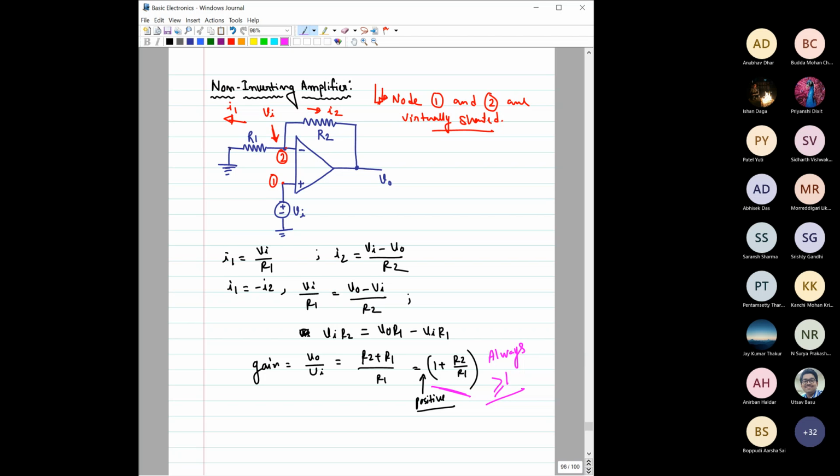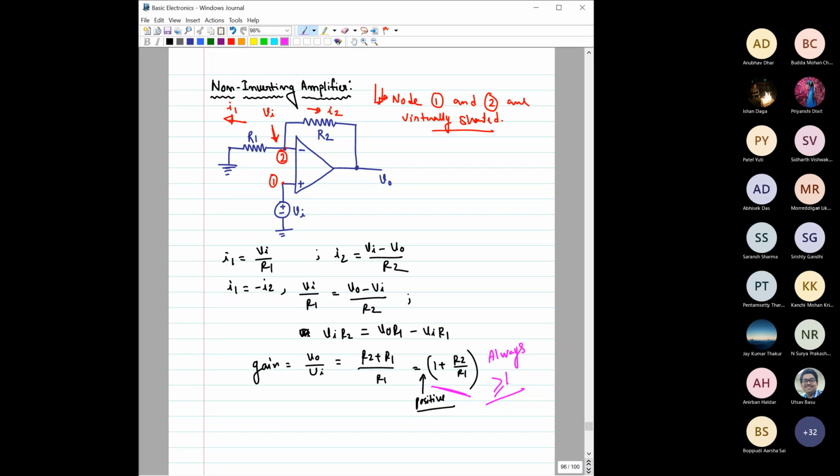Okay, and I think one of you previously had a question: why do we need R1 and R2 for this case? Is that part clear to you? So you are right. The gain here is greater than or equal to 1, because if you choose the value of R2 equal to 0, then that basically gives you a gain of 1, right?